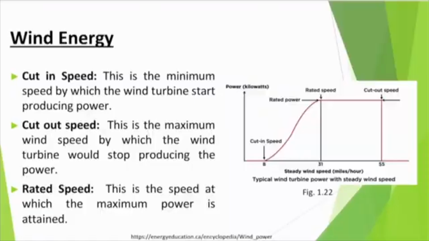Now, what is rated speed? This is the speed at which the maximum power is attained. What happens is, if I plot the power output versus speed, it keeps on increasing, and then it becomes saturated and then starts dropping. So we need to capture that speed at which maximum power is being produced from a wind power.